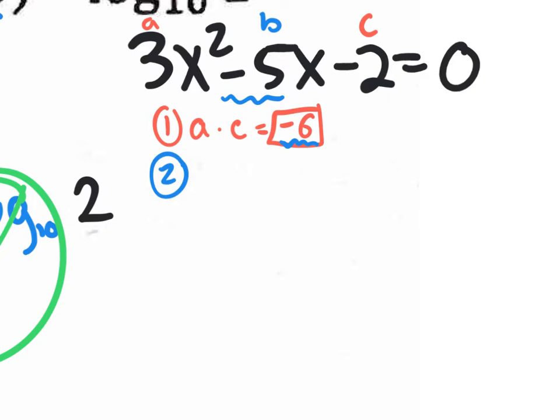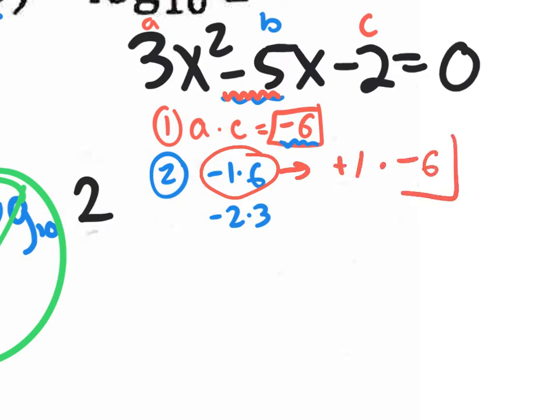Where am I? Step 2. I need to think of the multiples of negative 6: negative 1 times 6 or negative 2 times 3. Those are the only possible ways of getting negative 6 besides changing signs. So which pair of numbers, if I combine them, gives me negative 5? The negative 1 and the 6 give me a positive 5, but we know that's a negative 5. So we have the right numbers, just the wrong signs. Let's switch them to a positive 1 times a negative 6. Those are the correct pair of numbers for step 2.